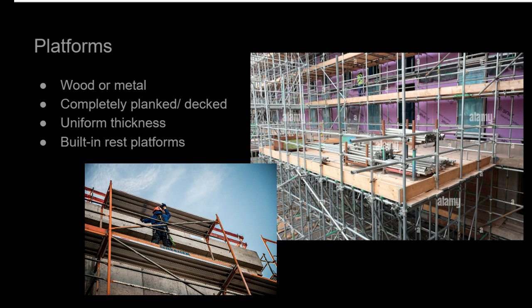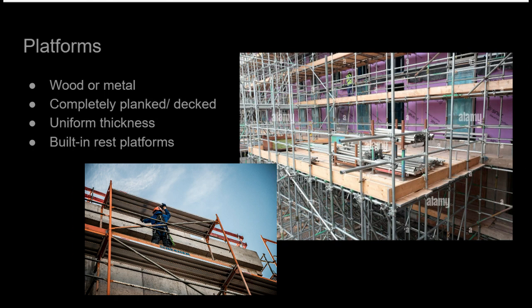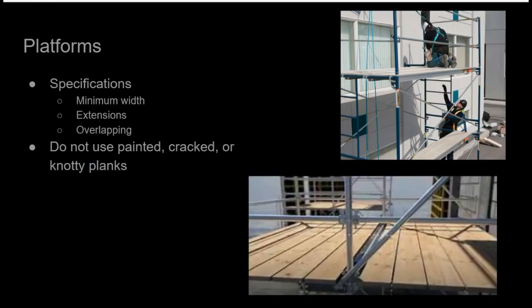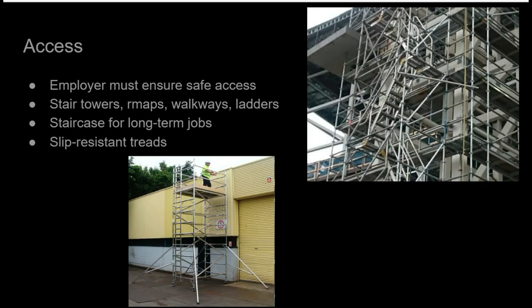Platforms may be wood or metal in accordance with the job requirements, regulations, and manufacturer's instructions. Platforms must be completely planked with planks of uniform thickness. Built-in rest platforms are required at certain heights and intervals. Regulations and manufacturer's instructions specify a minimum width for platforms as well as acceptable length of extended planks and overlapping. Painted, cracked, or heavily knotted planks should not be used for platforms.